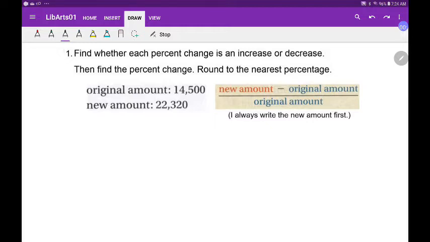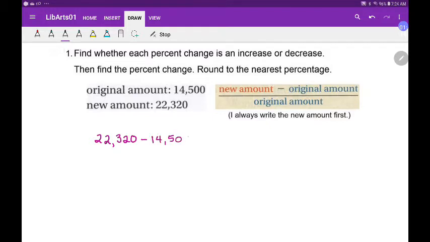So find whether each percent change is an increase or decrease. Then find the percent change. Round to the nearest percentage, so no decimal places after we get our answer. All right, well, the new amount is 22,320. That goes first. That goes right there. And then the original amount, I subtract that.